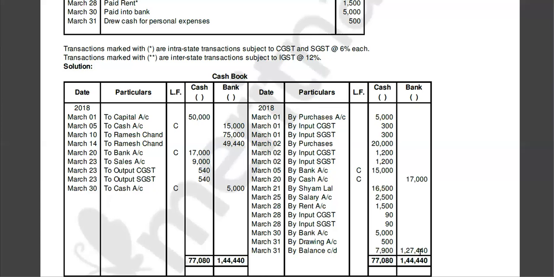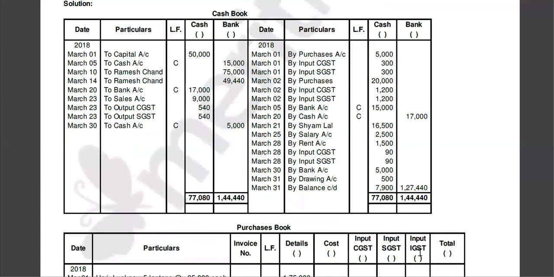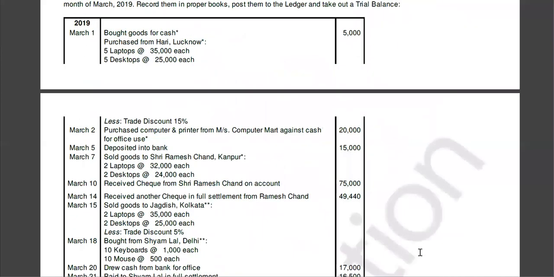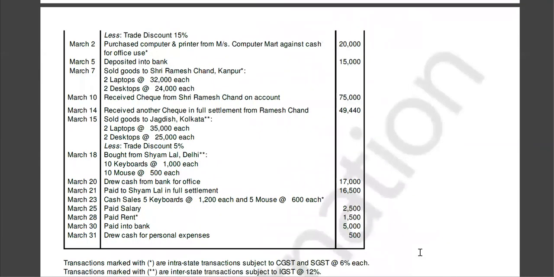Now the next step goes to purchase book. See what are all the purchase transactions there. Purchases are on March 1, March 2, then March 18. That's it. So there are 3 transactions in the purchase book.